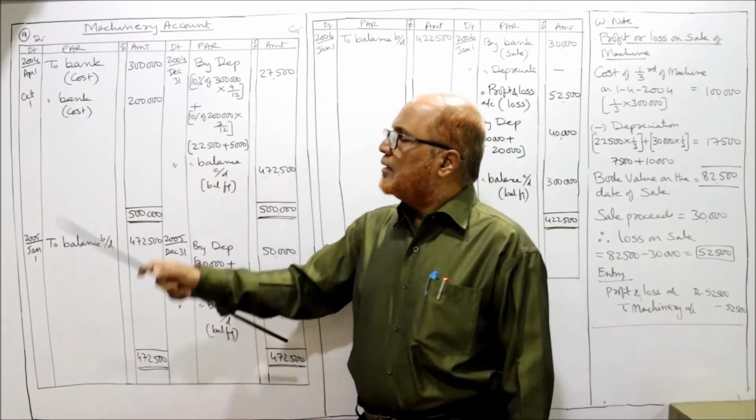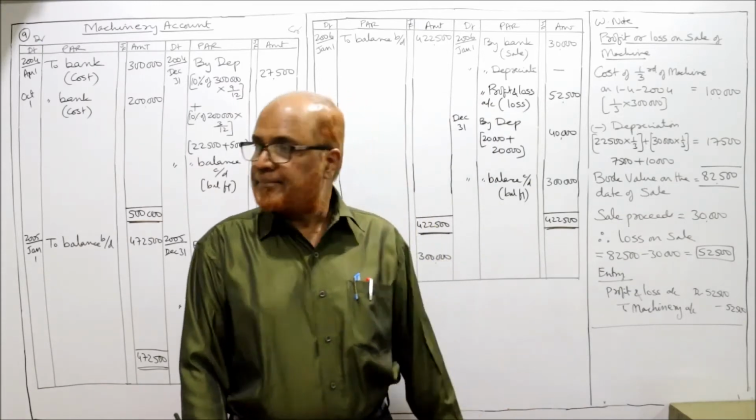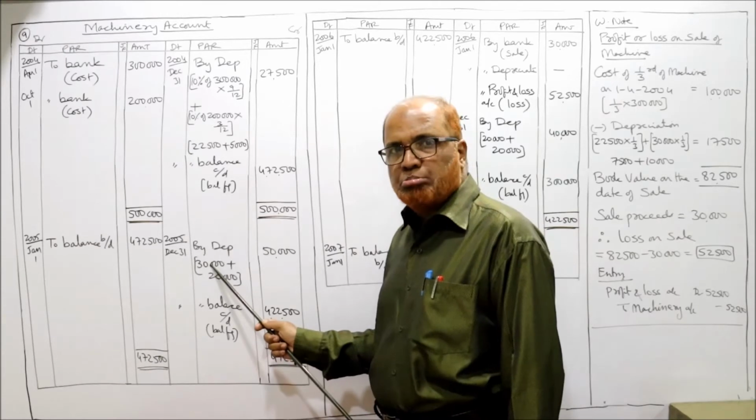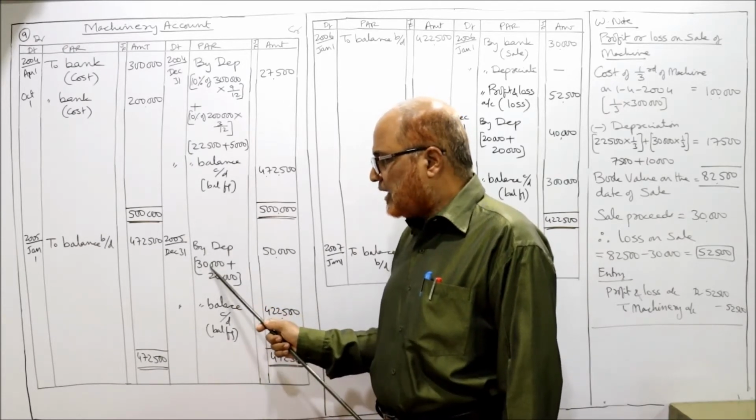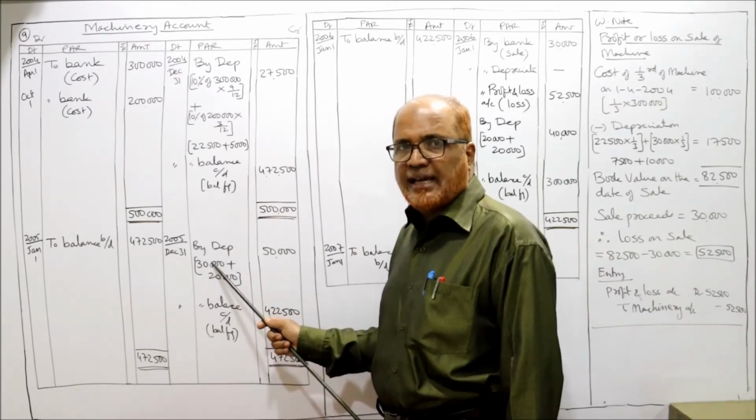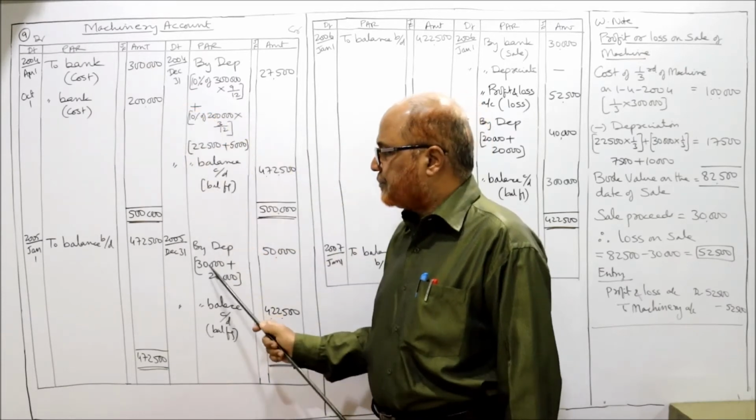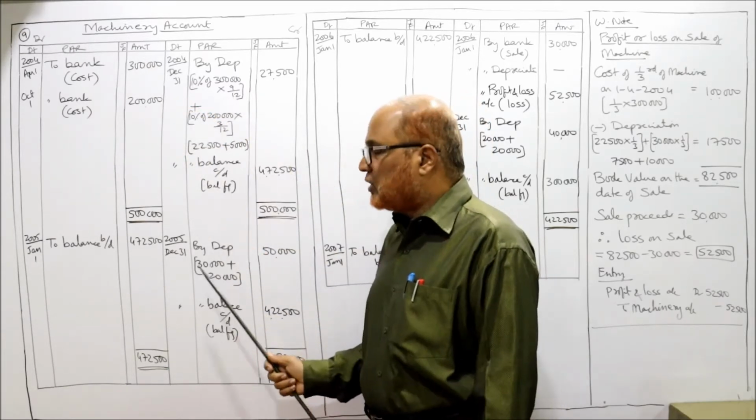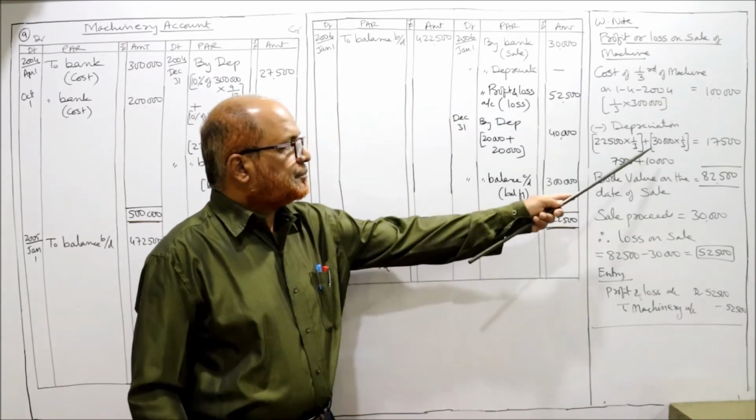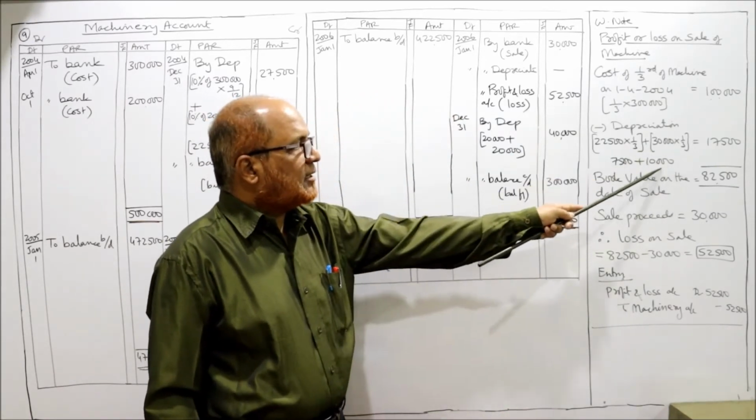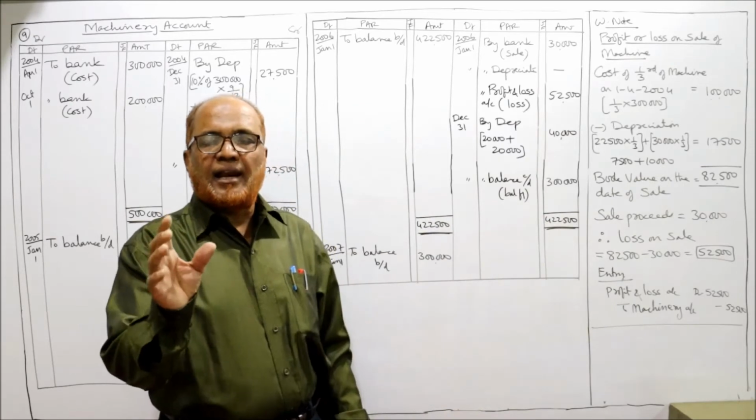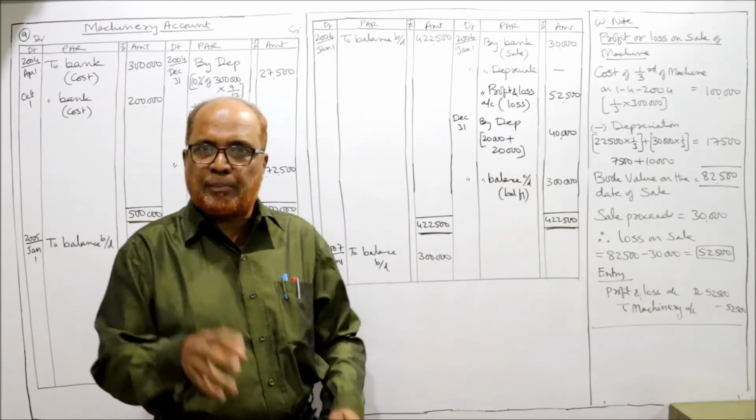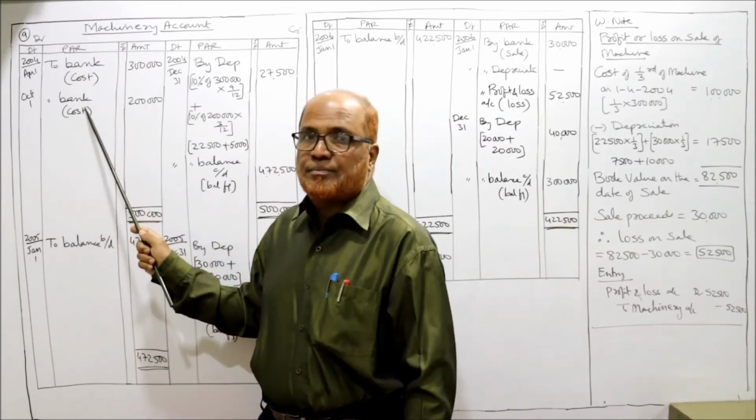Sorry, second year total depreciation is 30,000 on the first machine. But we need 1/3. So 30,000 into 1/3 is 10,000. So we are calculating the depreciation for 1/3 of the machine purchased on 1st April. This machine, not this machine.